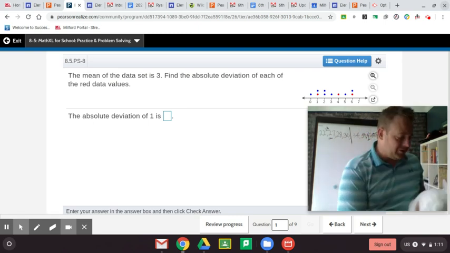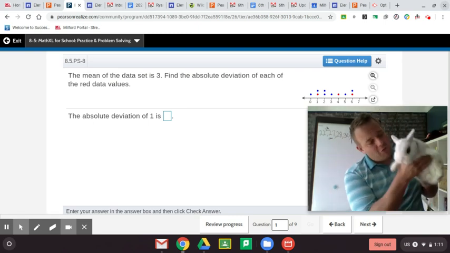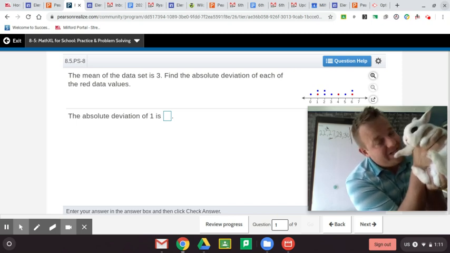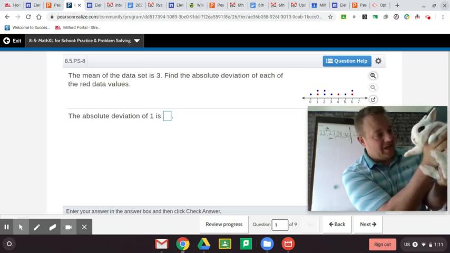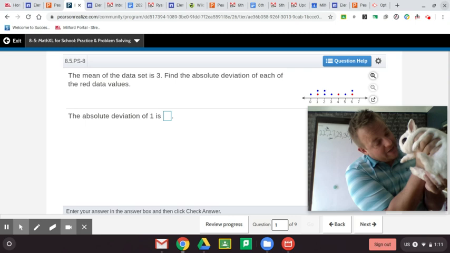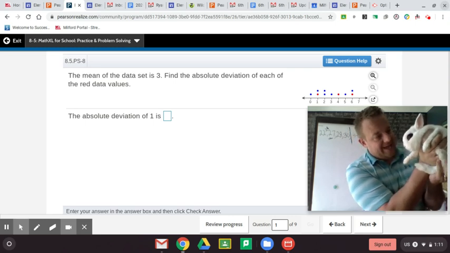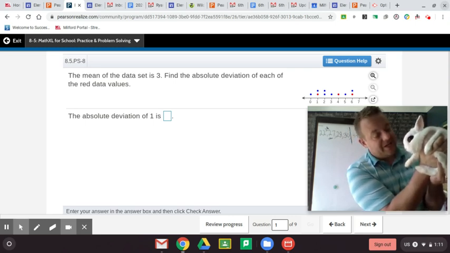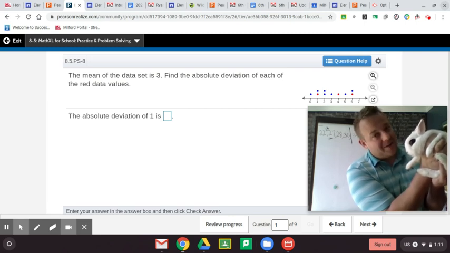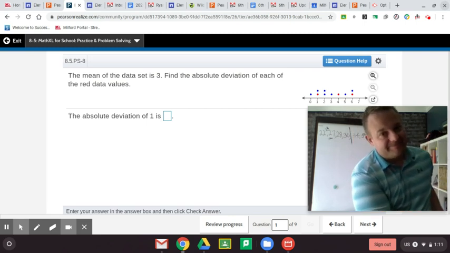To find the mean absolute deviation, Bubbles, what you have to do is first find the mean. Once you find the mean, you find the absolute deviations away from the mean. And then once you find the absolute deviations away from the mean, you find the mean of those absolute deviations.